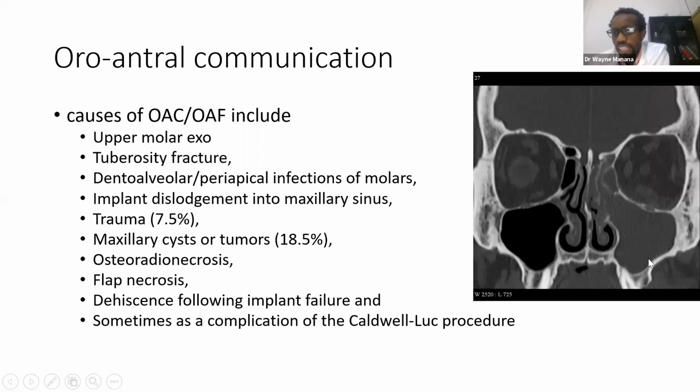So the infection, remember, all these sinuses are connected together. So sometimes you end up with a pansinusitis, which is an infection involving the maxillary sinus, ethmoid, sphenoid, and frontal sinus. So up here is actually the frontal sinus.